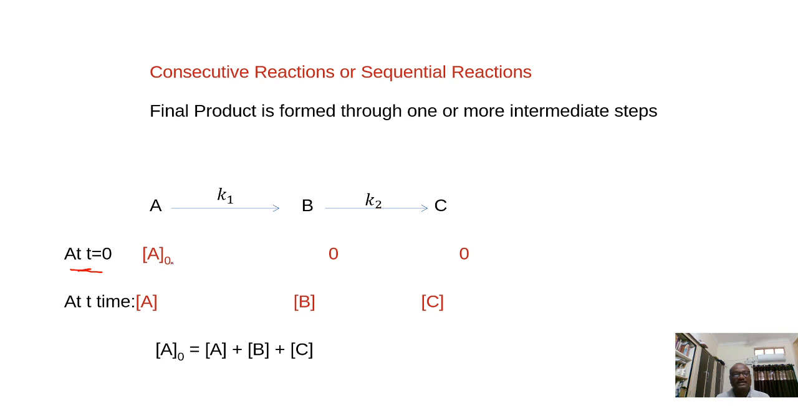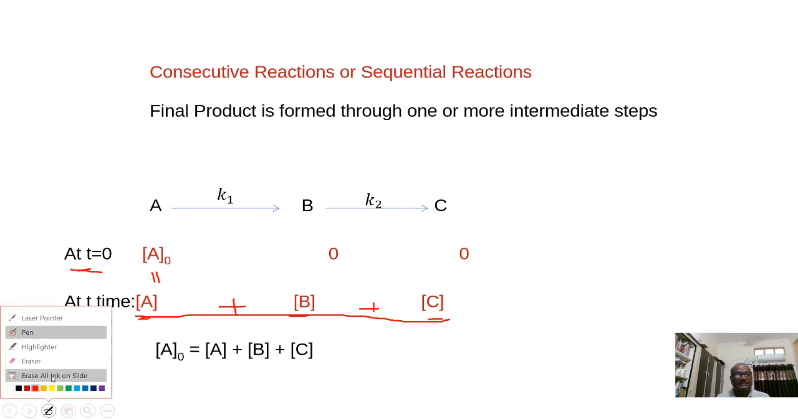A naught is the concentration of A. What about B and C? They are 0, not yet formed in the reaction. When the time reaches T, let's say the concentration of A is now this A, the concentration of B is represented by this one, and the concentration of C. These are the concentrations at a time T. From this we easily know that A plus B plus C will be equal to what? Totally A naught. So A naught is equal to A plus B plus C concentrations. This type of relation we see in consecutive reactions.